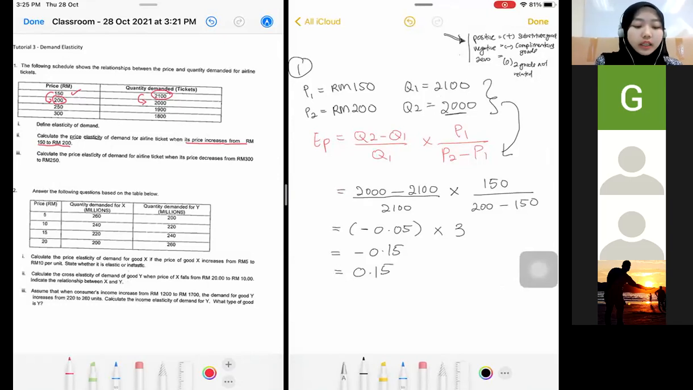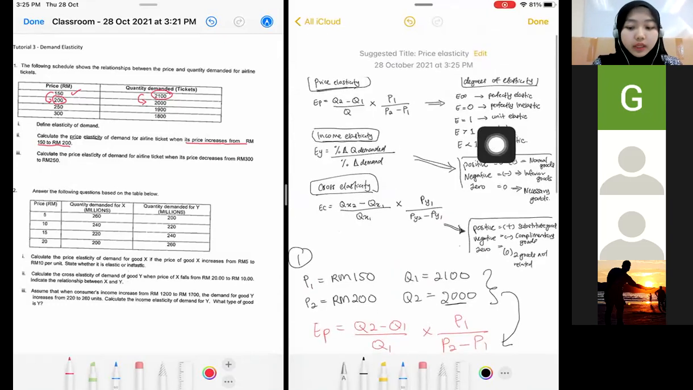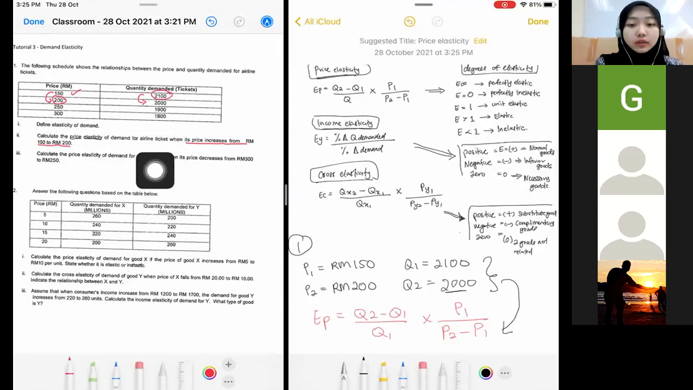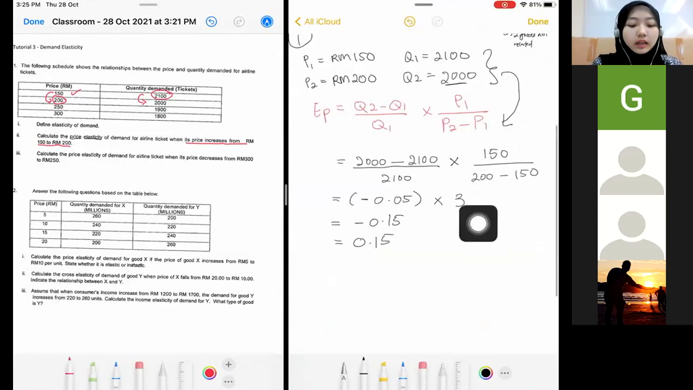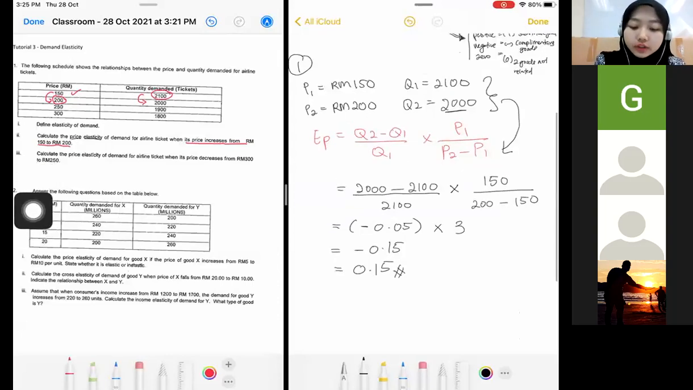Because the question asks you only to calculate, you don't have to elaborate on this answer, meaning you don't have to say whether it is elastic according to this value, because the question only asks you to calculate. So the final answer is only up to this point. Okay, so let's move to question number 3.